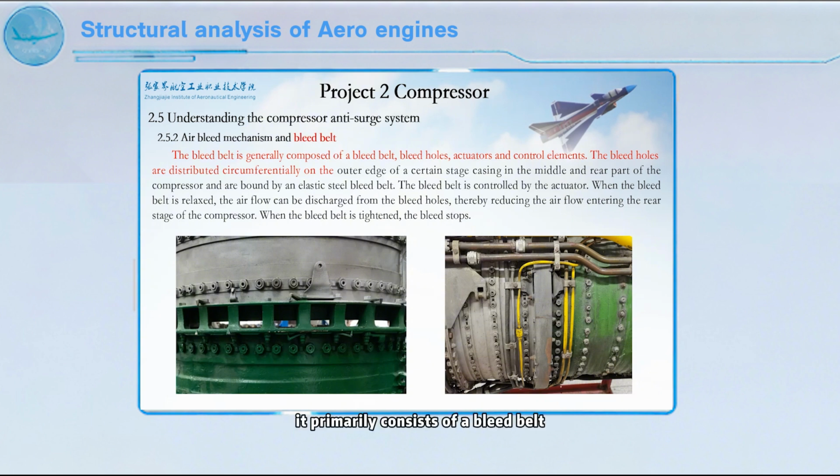The figure shows the bleed belt mechanism. It primarily consists of a bleed belt, bleed holes, an actuator, and control elements. The bleed holes are located circumferentially outside a stage casing at the center rear portion of the compressor and are secured by an elastic steel bleed belt. The bleed belt is operated by the actuator. When the bleed belt is relaxed, air is discharged through the bleed holes, reducing the airflow into the rear stages of the compressor. When the bleed belt is tightened, bleed stops.